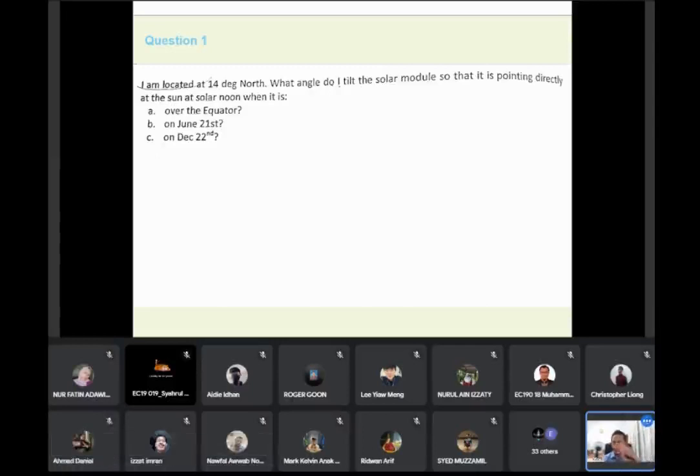Today we are going to do this practice only. We are not proceeding to the next subchapter. So we are focusing on the calculation of the tilt angle related things. This is a very, extremely simple question.